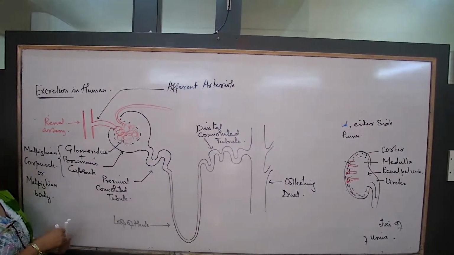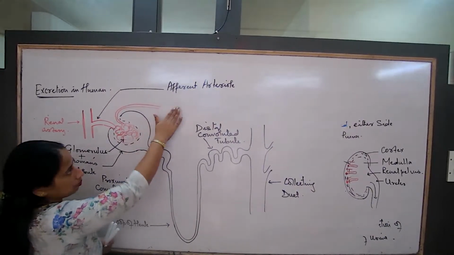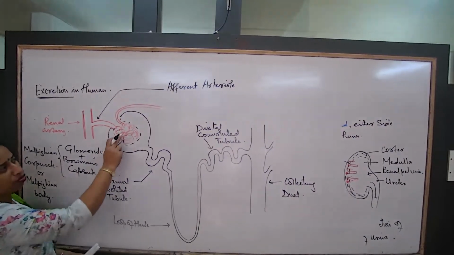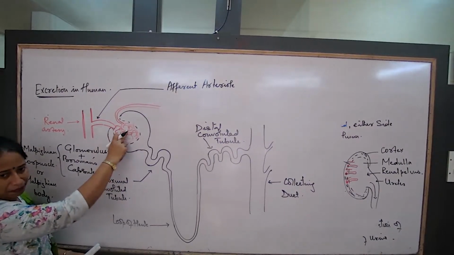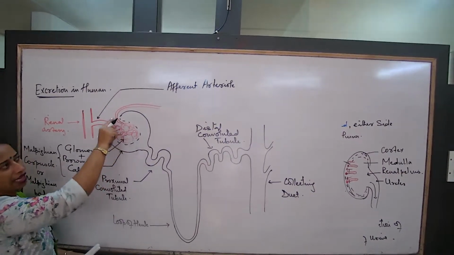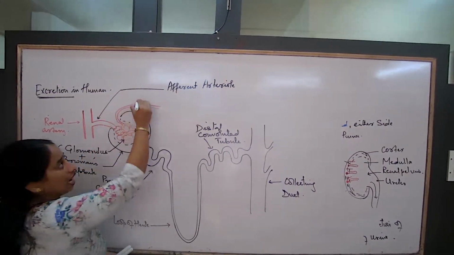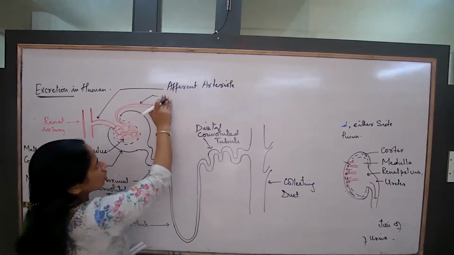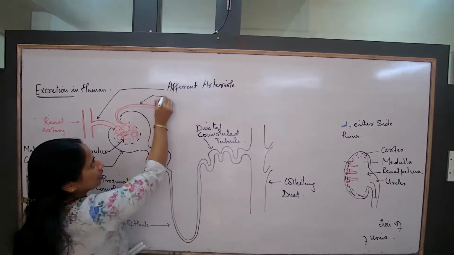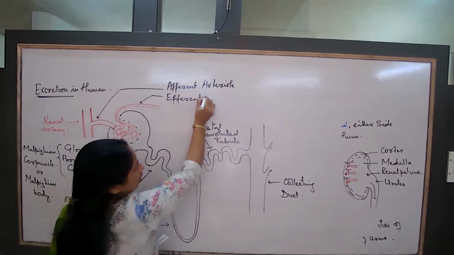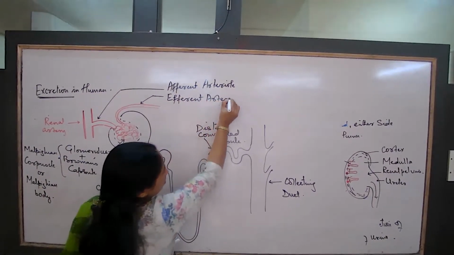What about the blood vessels? Let us complete with the blood vessels also. Now, this blood vessel, which is formed again by the union of the capillaries, is now coming out, emerging out from the nephron. What will we call this? This is known as the efferent arteriole. One is afferent, the other is efferent.